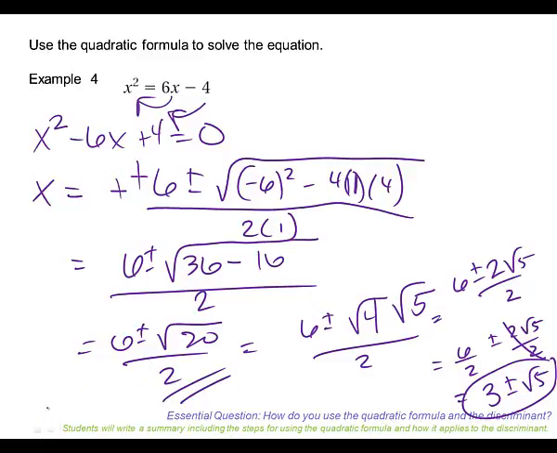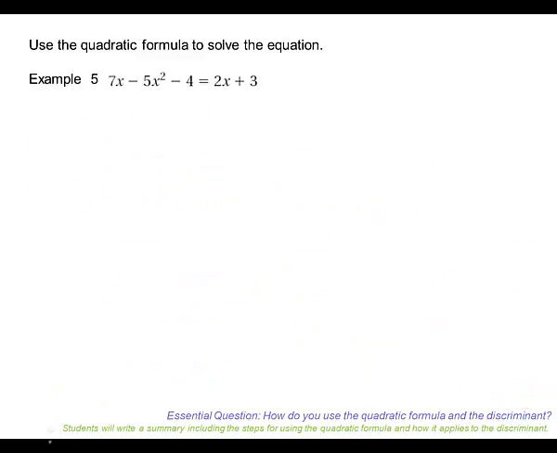All right, let's try one more here. We're going to probably skip 6. So if you need the extra room for 5, you can use the example 6 space, okay?